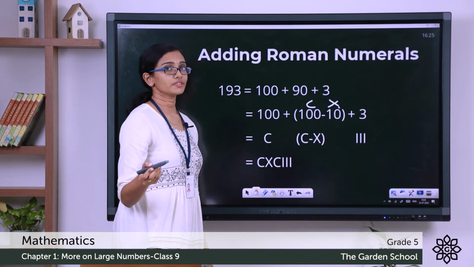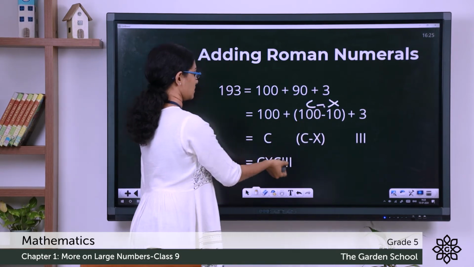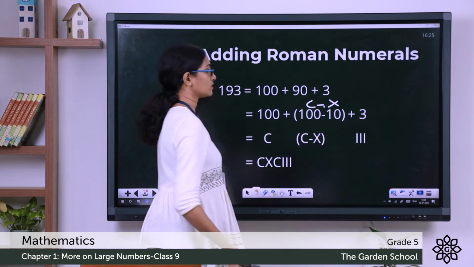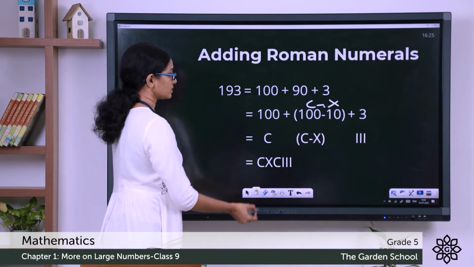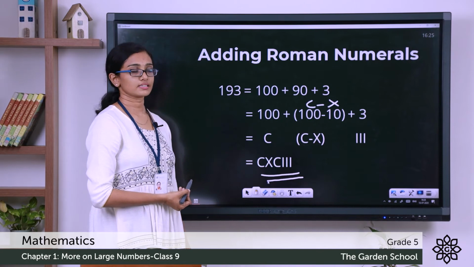So from the rule of subtraction, we know C minus X equals XC. And for 3, you have 3 I's. So the answer here for 193, the Roman numeral is CXC and then 3 I's.